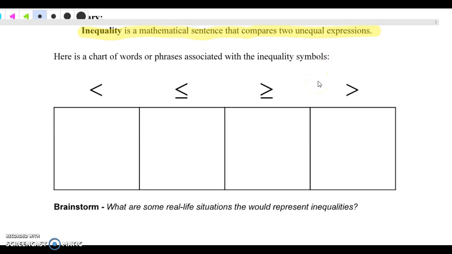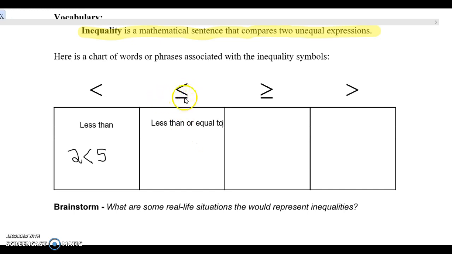What does that mean? It means that you are comparing two different values. For example, your height versus the height of your friend, how much money you have versus how much money your parents have, which is probably a lot more than you have, right? So here is a less than symbol. An example of that would be, let's say 2 is less than 5, which is true. Or you could also say that 5 is greater than 2.